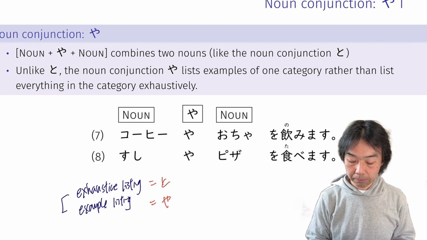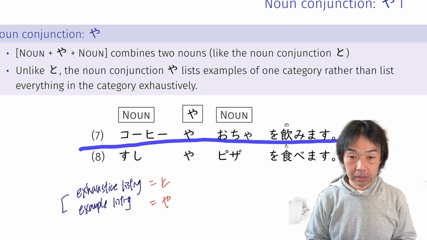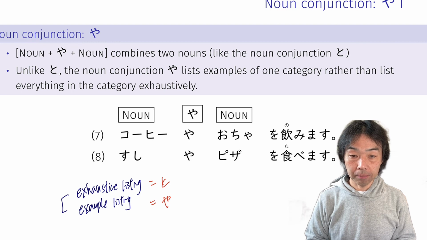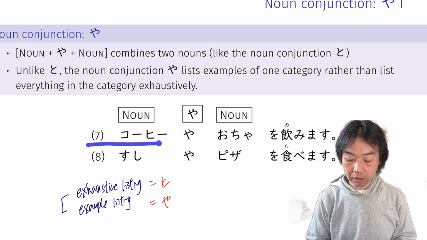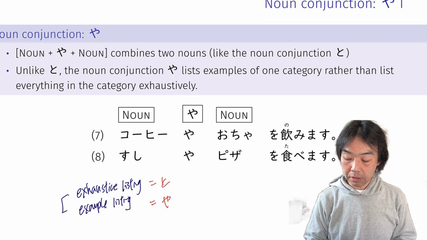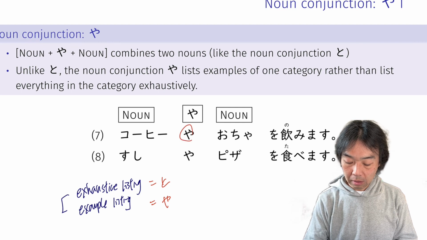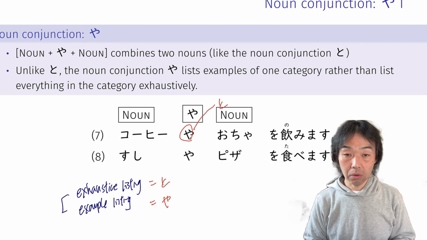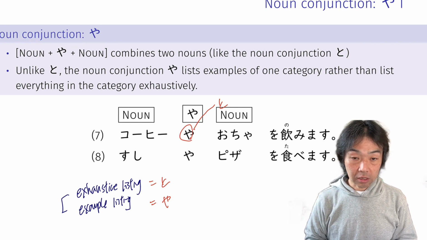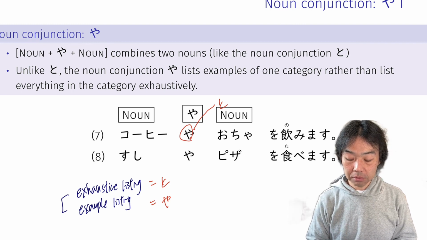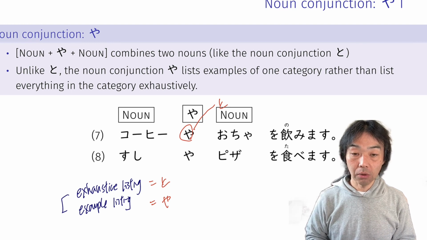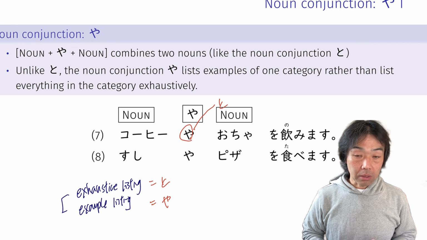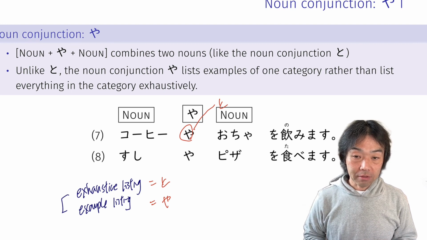So let's see examples. コーヒーやお茶を飲みます。So ya is used, and if you translate, I drink coffee and tea. You could have said コーヒーとお茶を飲みます。It doesn't make any change in the English translation, so the English translation remains that I drink coffee and tea. But if you use ya, that strongly implies that these are not the only two things. You have more things you drink. So you may drink maybe beer or milk, but you have more than coffee and tea.